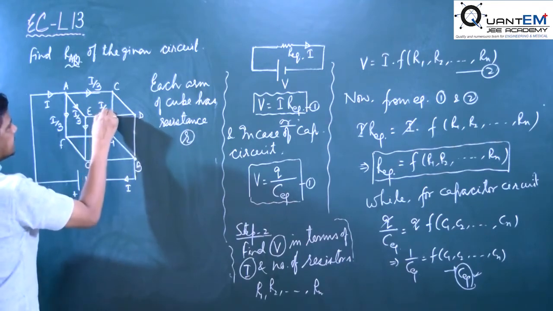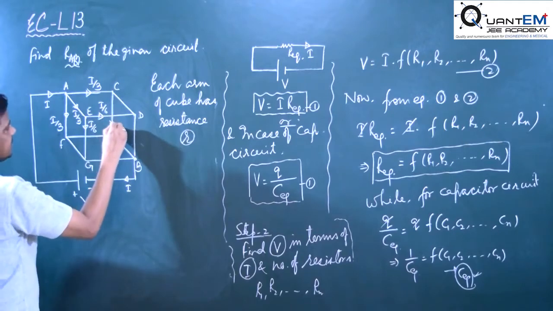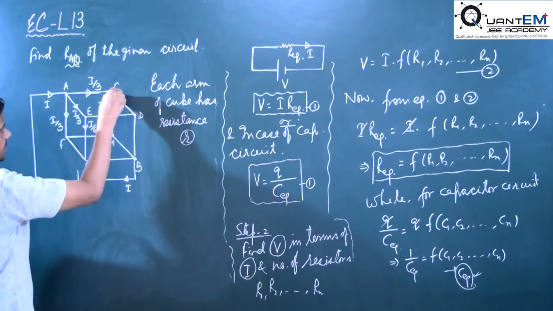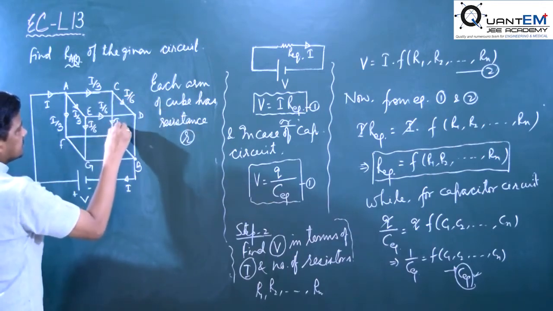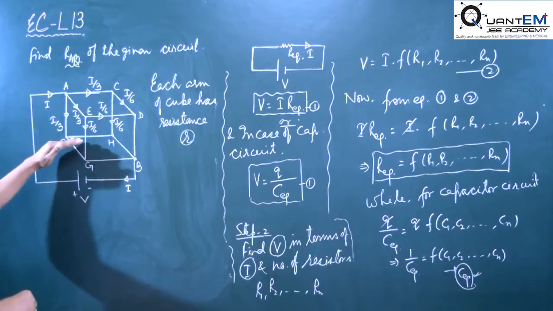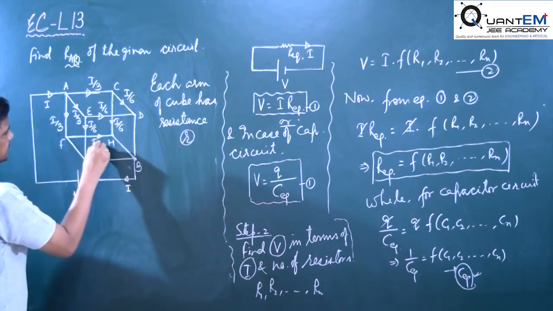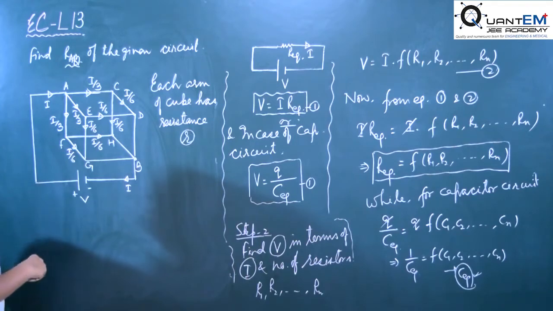This one is I by 6 and this current is also I by 6. Similarly, this I by 3 is divided in 2 parts. One comes into this arm and the other comes into this arm. Here current is I by 6, and here also it is I by 6. Similarly, this I by 3 is divided in 2 parts, these 2 arms, with equal currents, I by 6 and again I by 6. Now we are left with 3 arms.